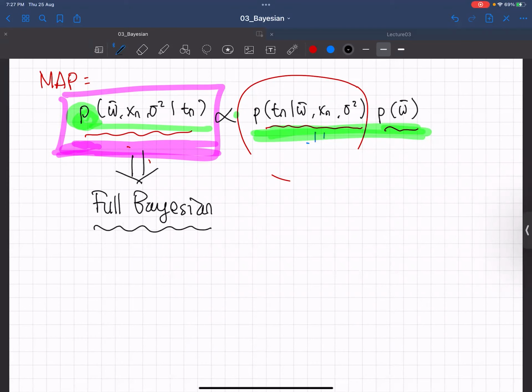Okay. Any questions here? I will explain later on why we don't stop at full Bayesian, but let's postpone that discussion. Any question, anyone? Okay, so before we get into full Bayesian inference, let's first discuss basis function. Let's learn about the concept of basis function.